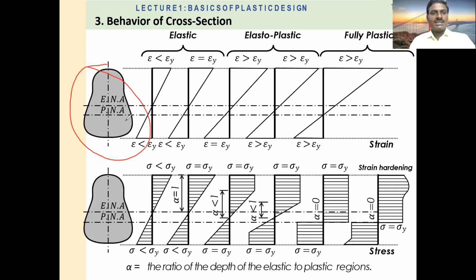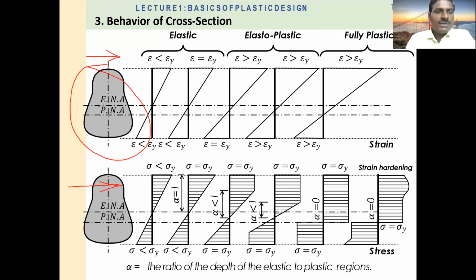The elastic neutral axis applies up to the elastic behavior. It means up to the yield point, whatever behavior takes place in the structural steel member, the elastic analysis is shown in the upper line, and in the lower line the plastic neutral axis is given. Due to elastic and plastic behavior, the strain and stress behavior is shown here.